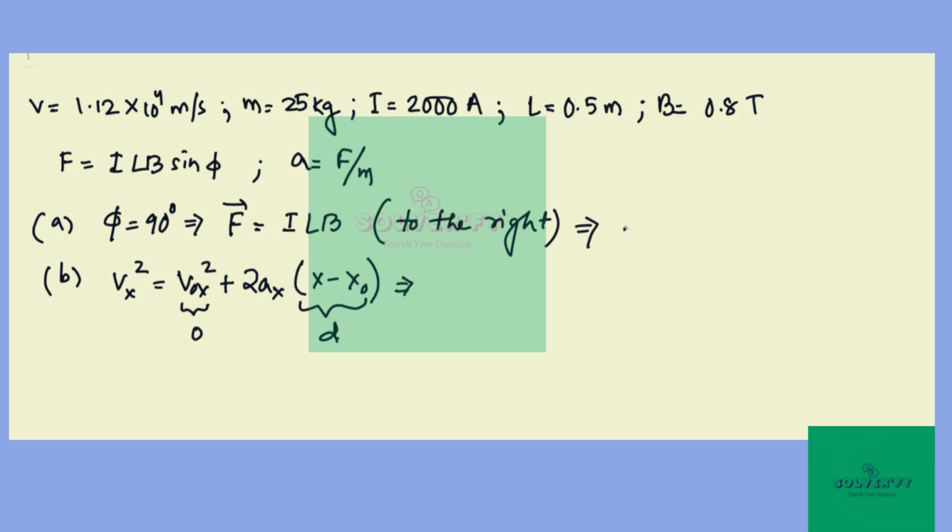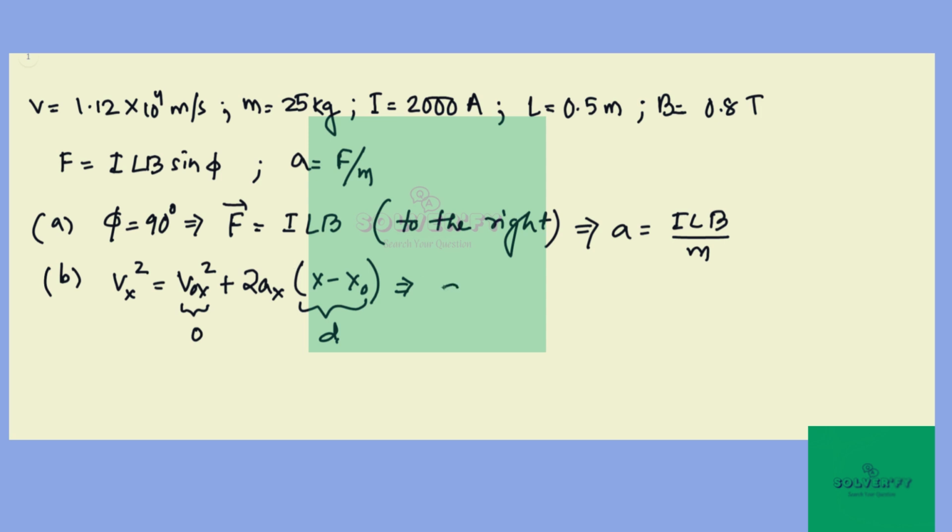So acceleration is basically force over mass. So that is equal to I L B over M. And since force is towards the right, acceleration is also going to be towards the right. And that's the reason why we used the x component equation, the x-axis equation of velocity here.